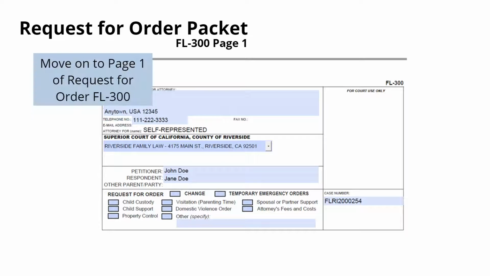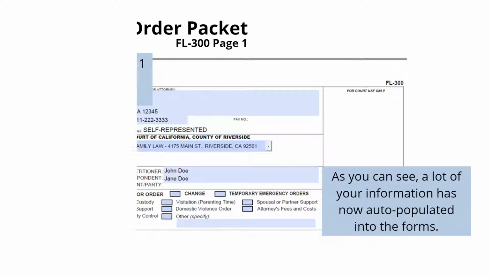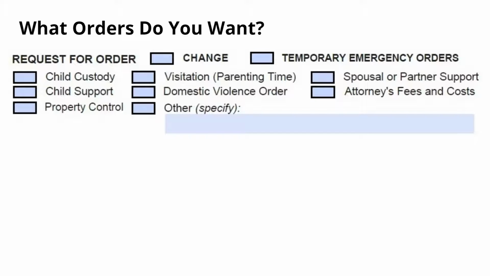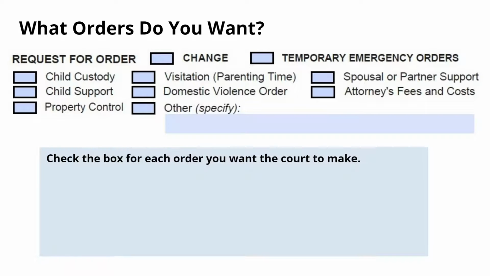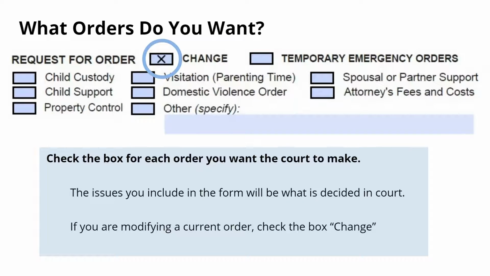Moving on to page 1 of Request for Order FL-300. As you can see, the information you completed on the first page has automatically populated into your forms. What orders do you want? On page 1, there is a caption that allows you to summarize all of the orders you are asking for in your request. Check the boxes for each order you want the court to make. The issues you include in the form will be what's decided in court. And if you're modifying a current order, check the box Change.